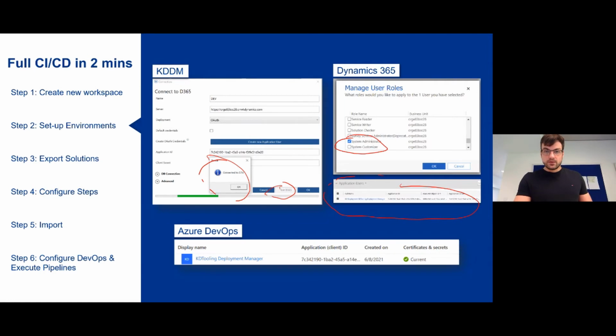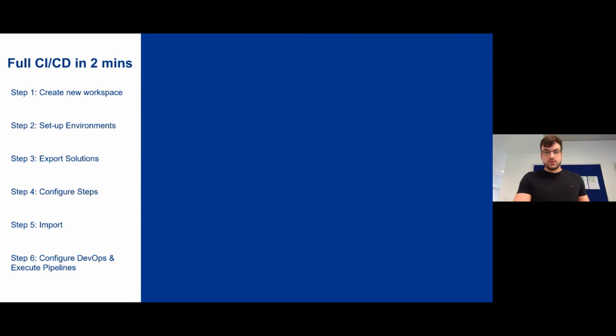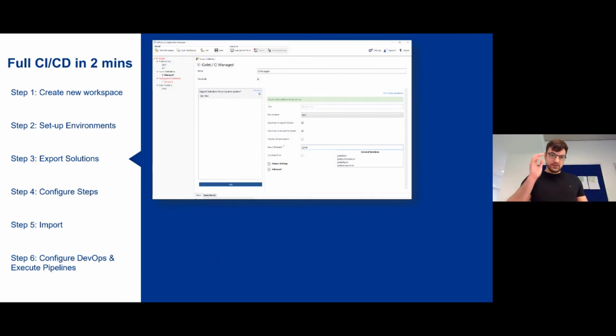Okay. And yeah, I forgot that. We got our app in Azure. So if you go to the Azure portal, you will see it, and you don't need to assign any API permissions. Okay. Then let's start with the first feature here, export solutions.